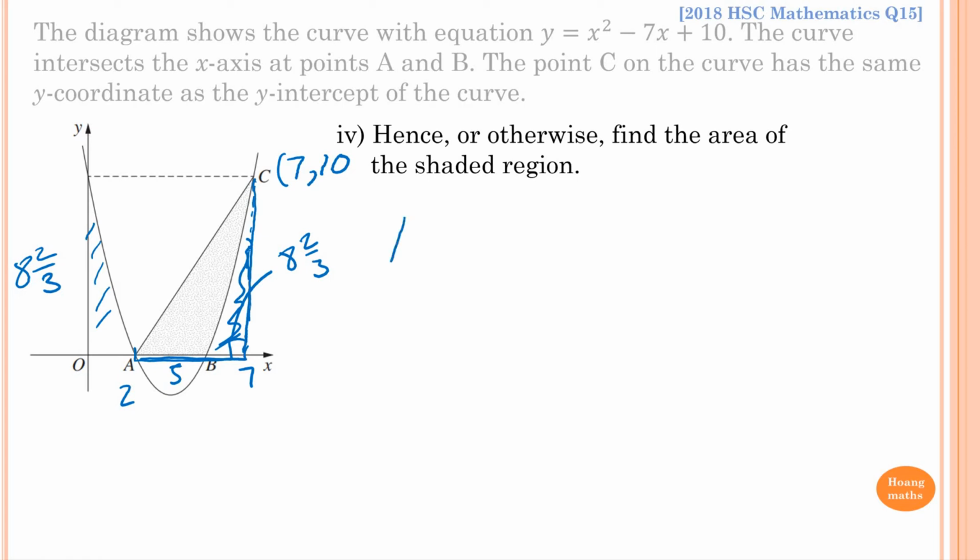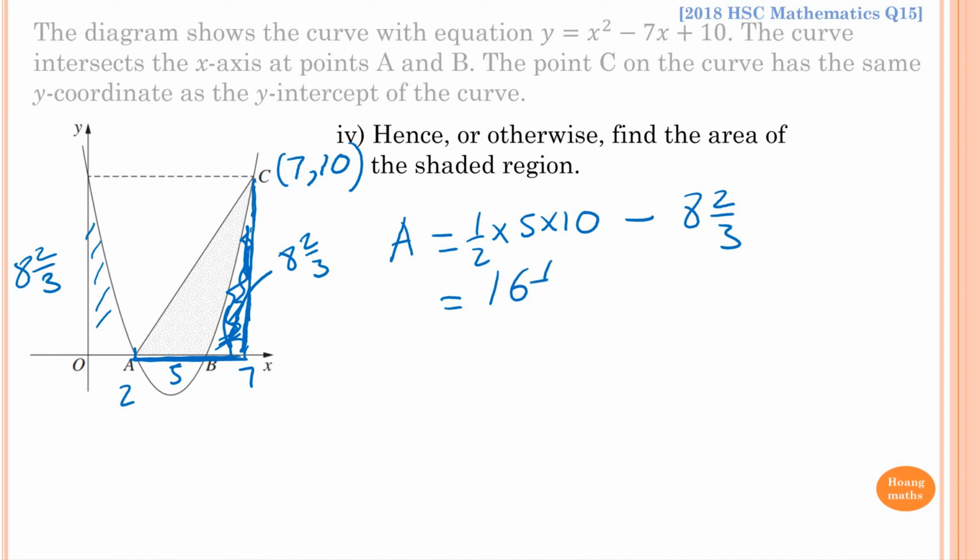So therefore, area is equal to the right angle triangle here. Which is 10, sorry, this coordinate here, 10. So the height is 10 and the base is 5. So it's a half times 5 times 10 minus this shaded area here, which is 8 and 2/3. So put in a calculator, which gives me 16 and 1/3 square units.